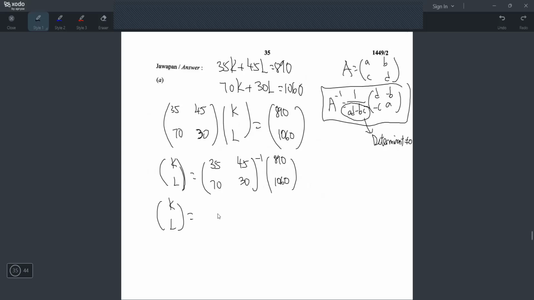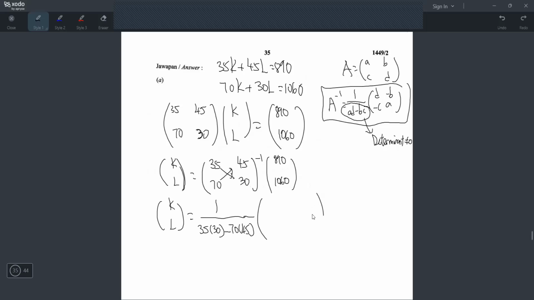Okay, let's apply this formula to our working. So it will be 1 over, start to do the inverse. It will be A times D minus B times C. So it will be 35 times 30, like this, and then minus 70 times 45. Okay, this is the formula. The formula memang macam tu. A times D minus B times C.